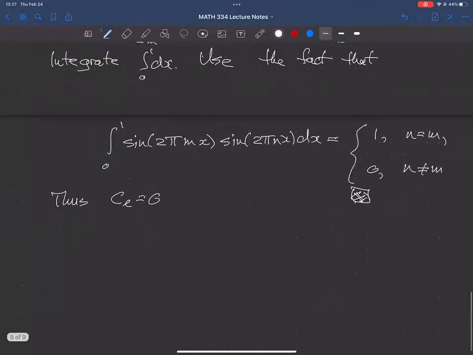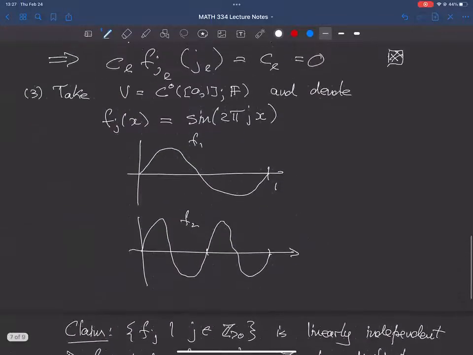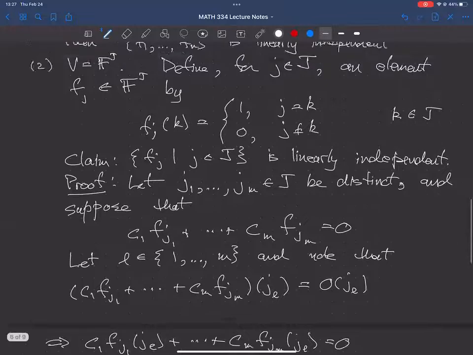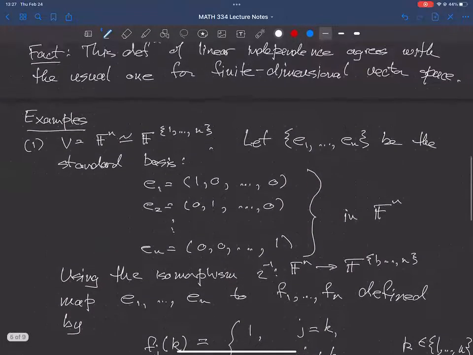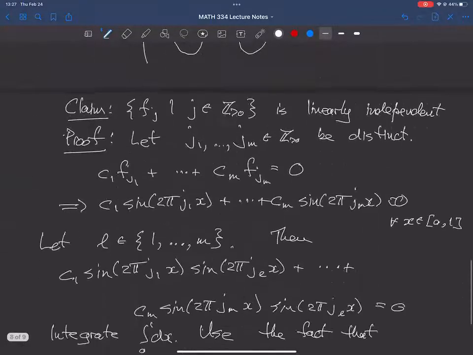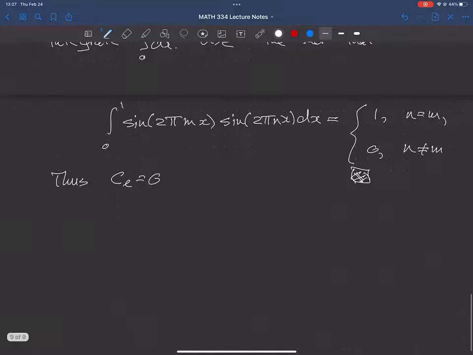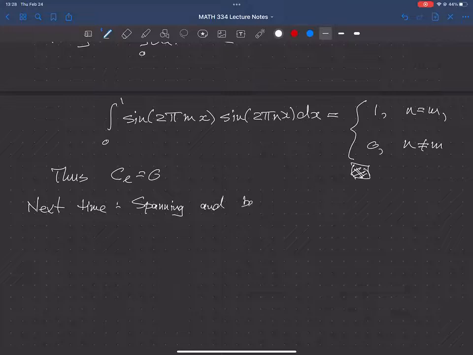Okay, so that is linear independence. This is a way of talking about linear independence for arbitrary vector spaces, and we even have a couple examples of vector spaces which have infinite linearly independent sets. And so next time what we'll do is talk about the other property of a basis, which is the spanning property. Okay, all right, so that's next time.